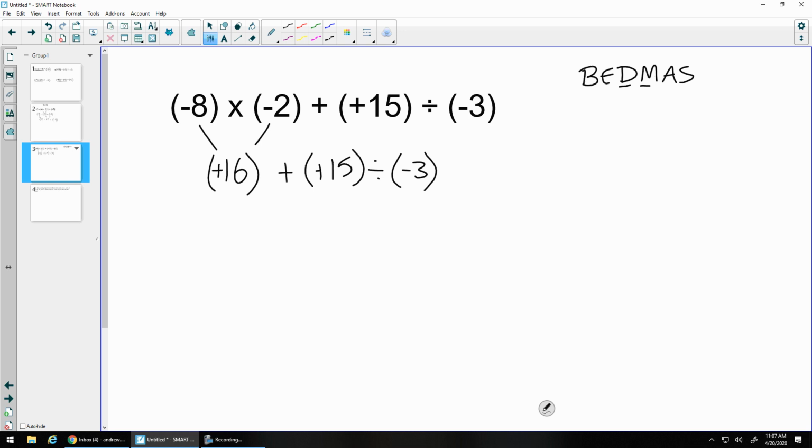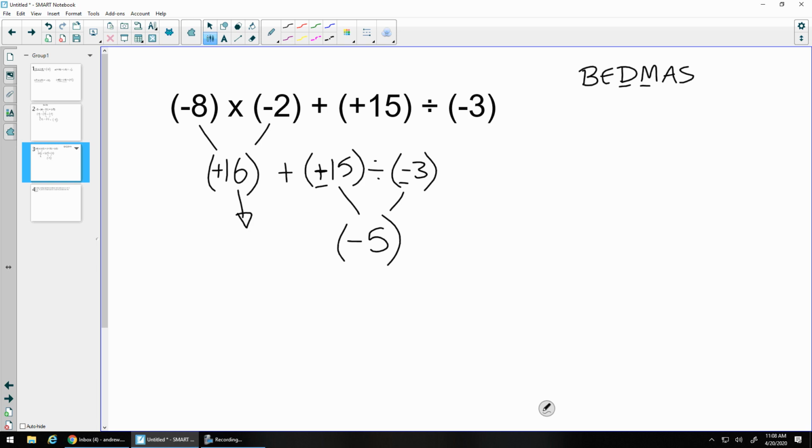If I just wrote plus positive 15, I might be led to believe that I have to add next, but I don't. I have to do the division next. So 15 divided by 3 is 5. It is a positive and a negative, which gives me a negative. So the answer is negative 5.